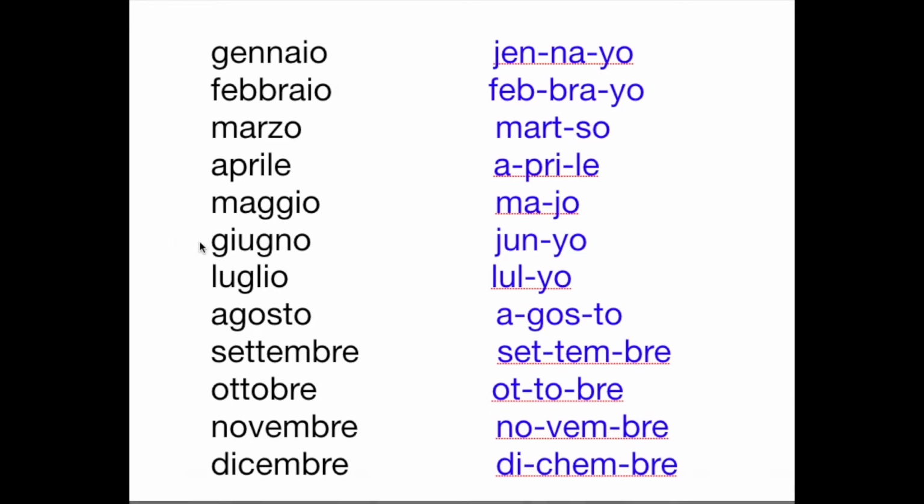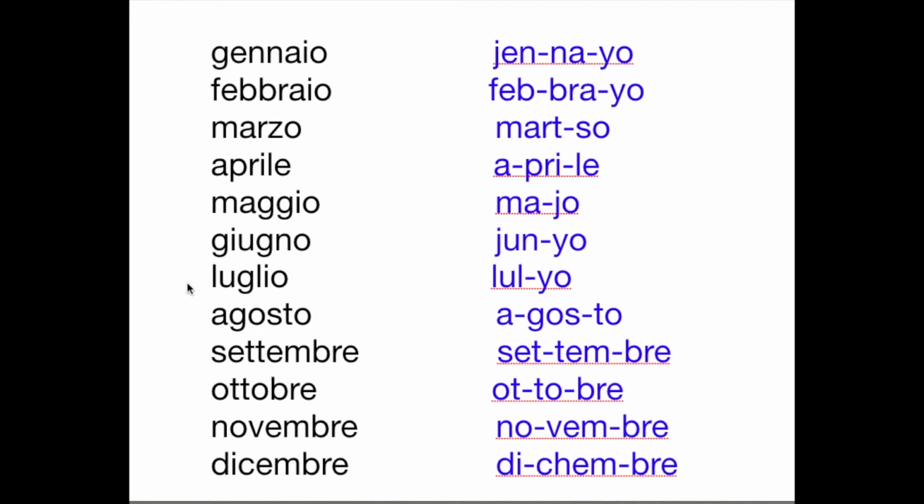Next we have giugno. The letter G is followed by the letter I, then it will have a J sound. And then in the second syllable, forget about the letter G. This will just signal that this syllable will have a Y sound, like in febbraio. So that's giugno.